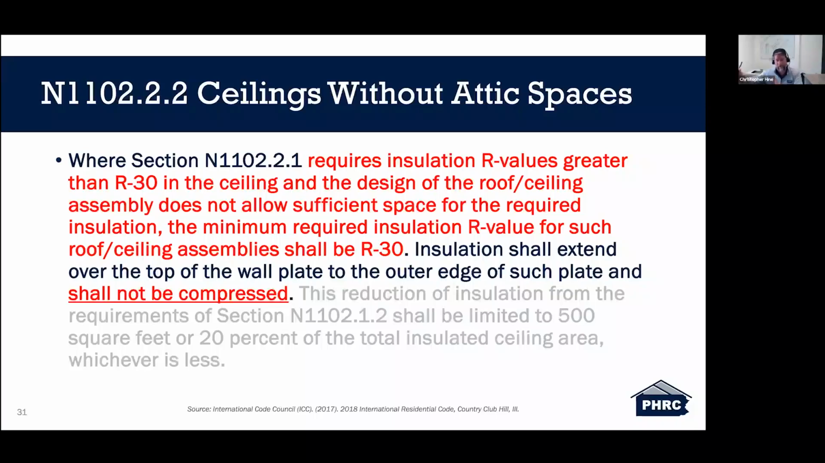So we started at R49. We had a potential reduction to R38. Now we're looking at a different assembly that's greater than R30. Now we can reduce it to R30 when our roof ceiling assemblies don't allow for anything greater than R30. One of the big things that I want to make sure that we do address here is that insulation shall extend over the top of the wall plate to the outer edge of such plate and shall not be compressed. That R30 shall not be compressed.